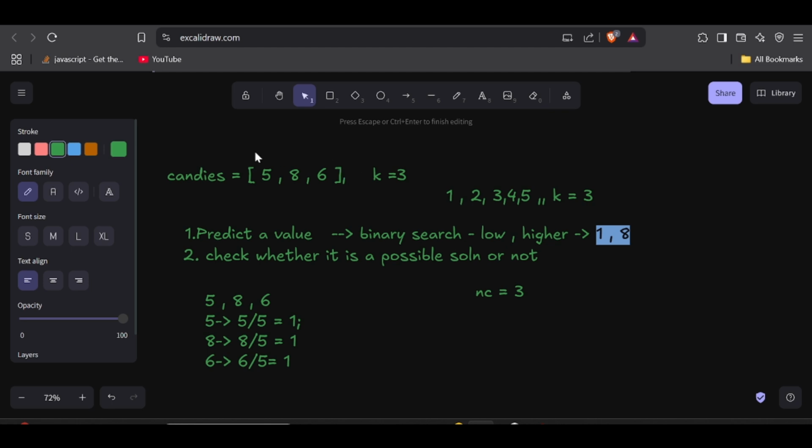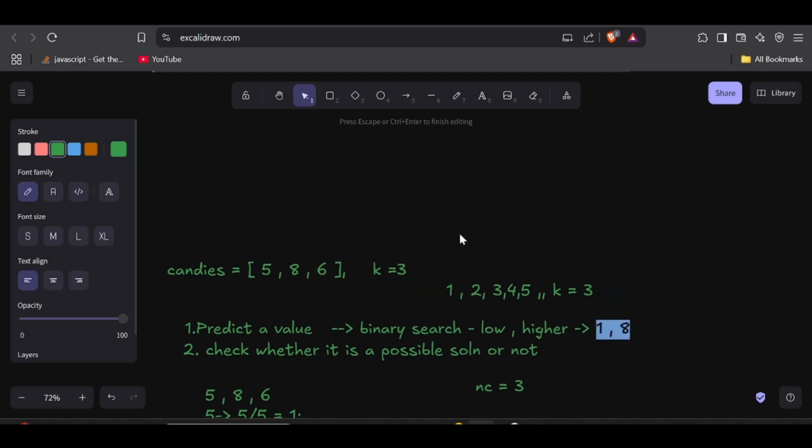Is my solution in this range always? 1 to 8. Yes, in this case it was 5. If we take this case, 1 to 5, was my solution in this range? Yes. So it is not always that the highest element will be our solution, but the solution, whatever it will be, will always be in that range. If it is possible, it will always be in the range from 1 to the maximum element of the array.